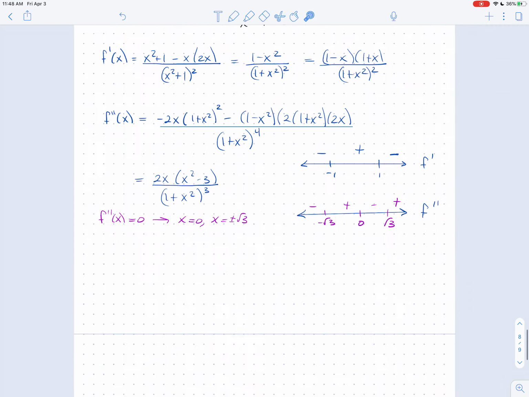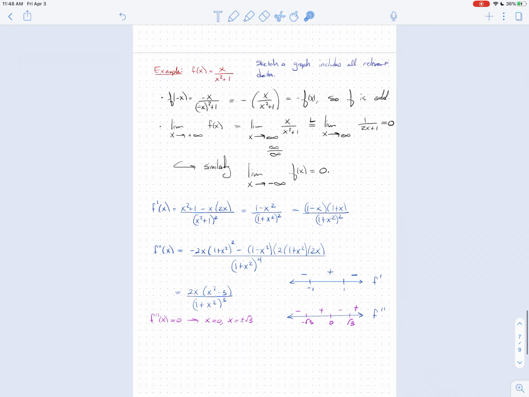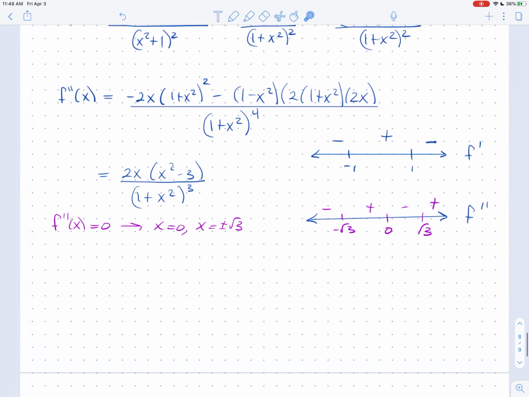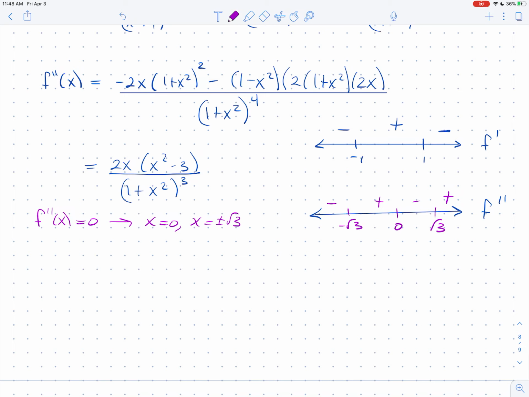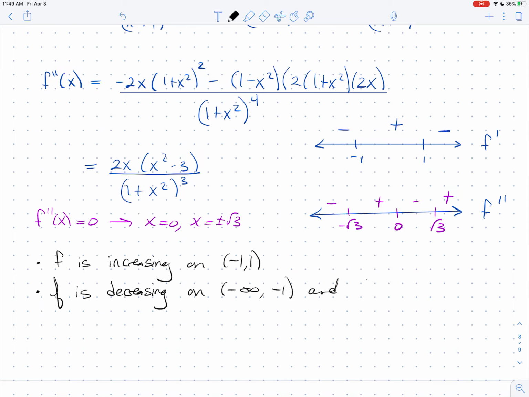So a lot of these problems, you'll be asked to list out all that information on an exam. I would ask you to list it. So I think I'll do exactly what I would ask you to do. Let's write it out together. So f is increasing on minus 1 to 1. F is decreasing on minus infinity to minus 1 and 1 to infinity.